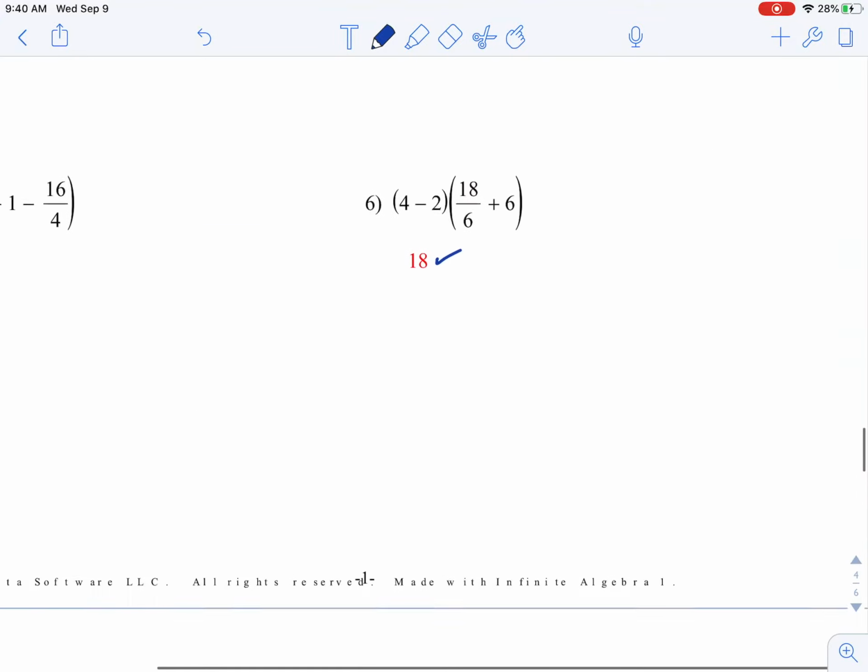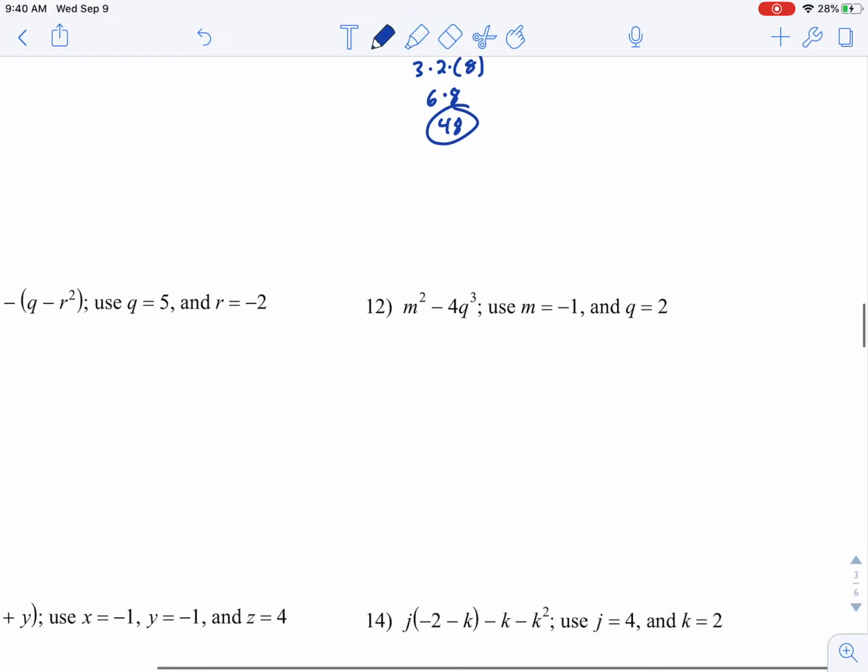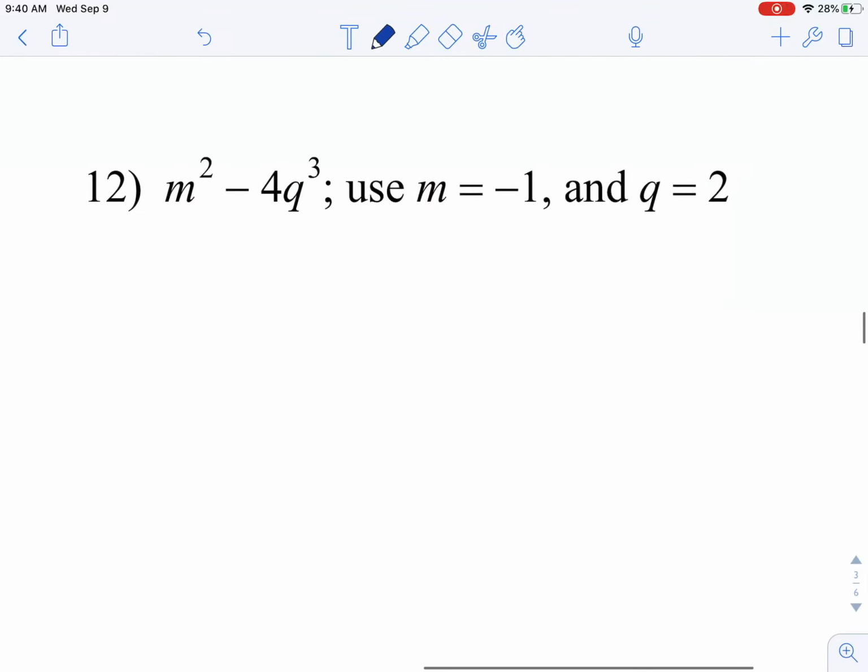Let's look at number 12. Okay, so now we do have powers. Powers are the ones you need to look out for, and plugging in a negative number can be the tricky one. So what I'm going to do first would be incorrect. If you write -1 squared minus 4 times 2 cubed, that is wrong. That'll give you the wrong answer.